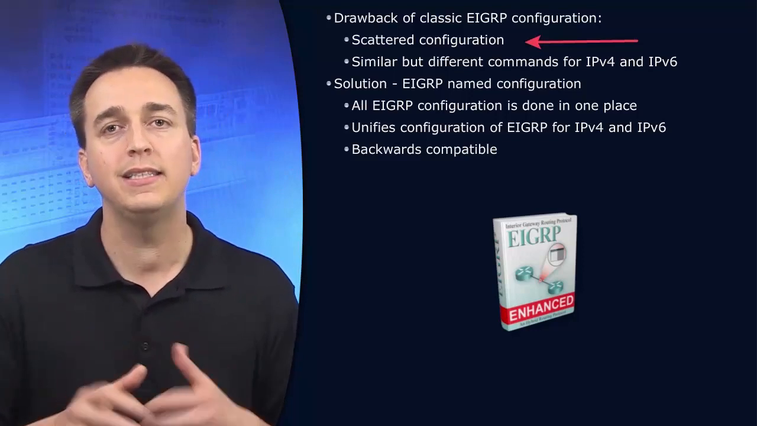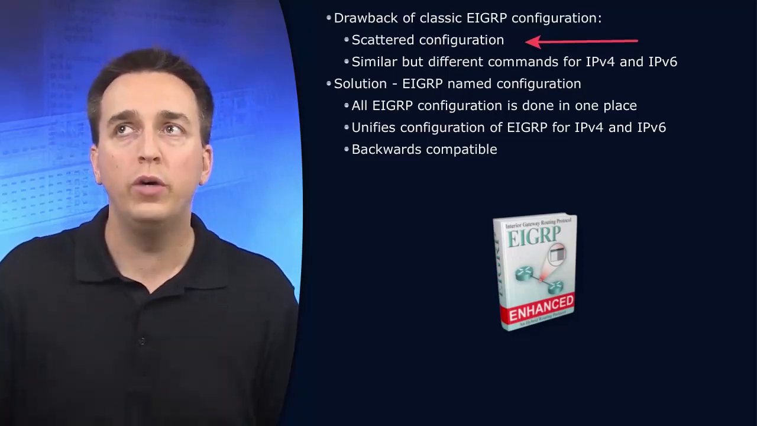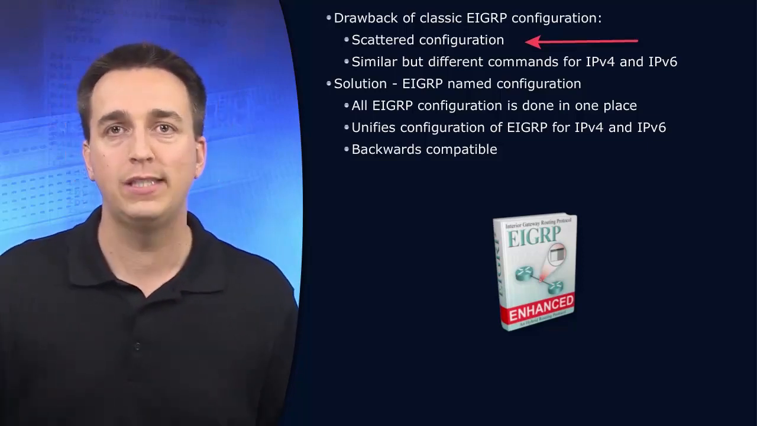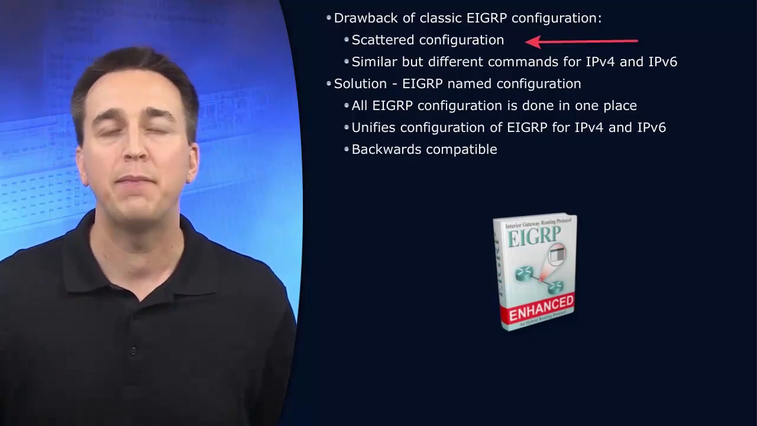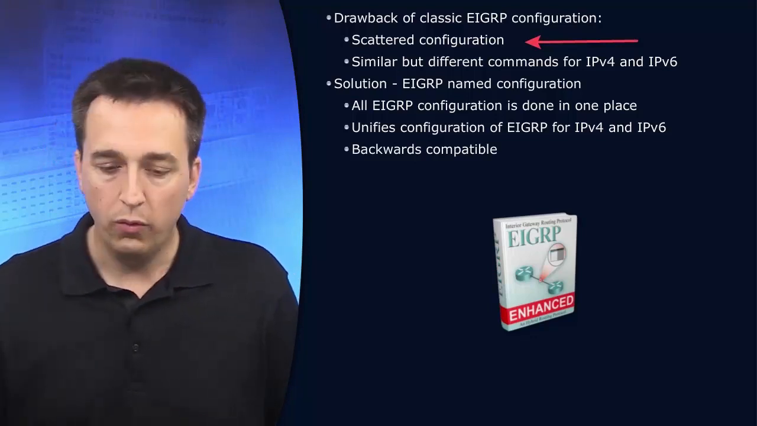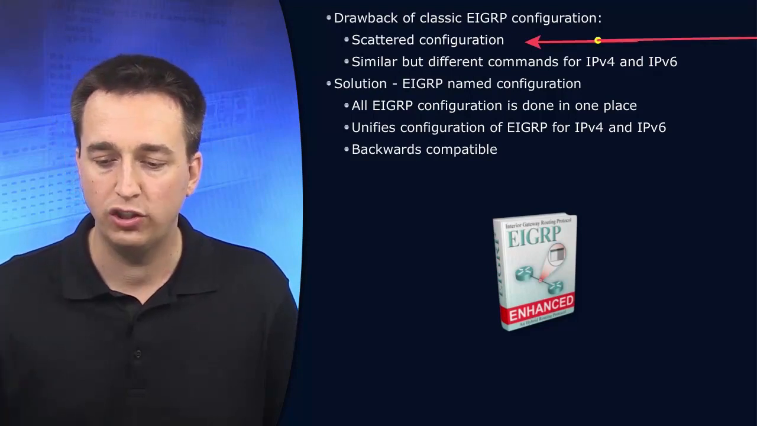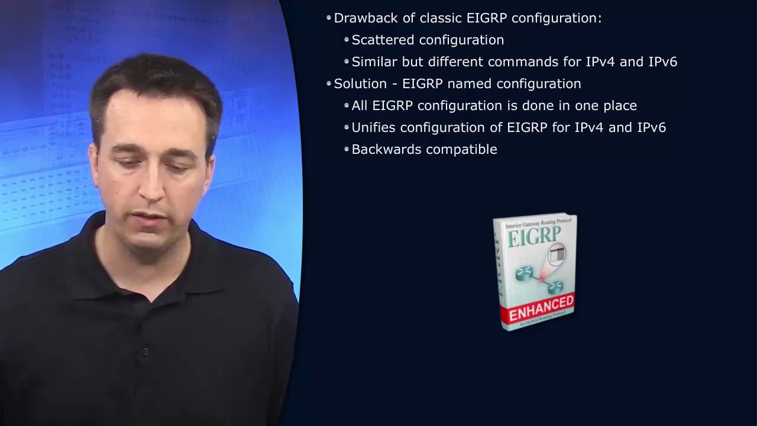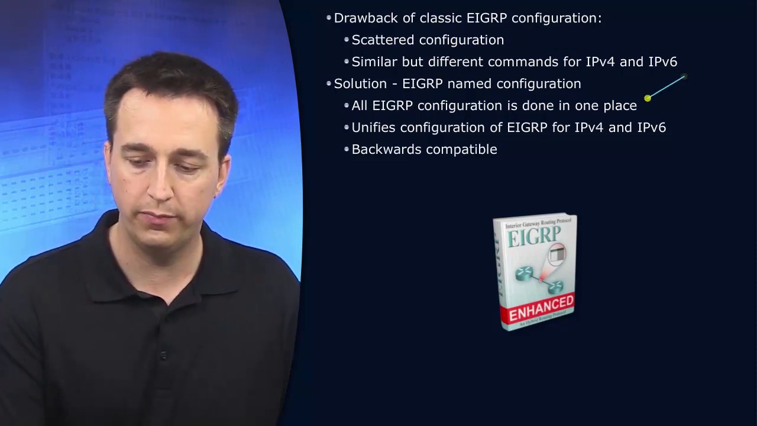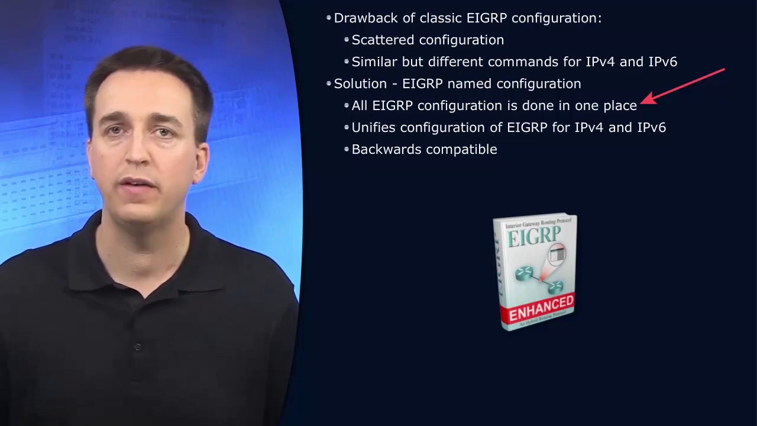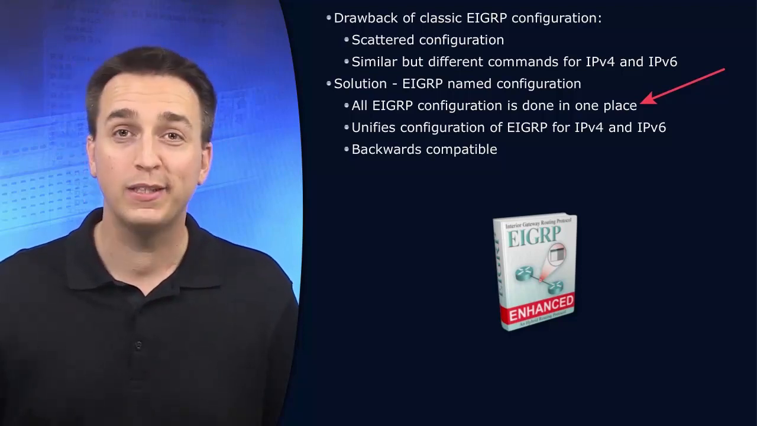There's no consistency in regards to where everything is, which means in large environments, large deployments dual stacked with IPv4 and IPv6, it's an absolute nightmare for administrators. So now, with EIGRP named configuration mode, all of our EIGRP configurations are done in one place. One place, under the named configuration mode. So everything's unified now, and it's backwards compatible.